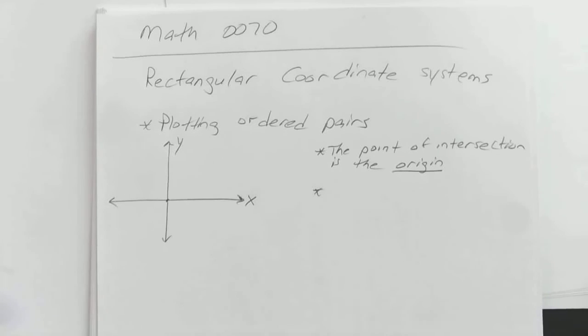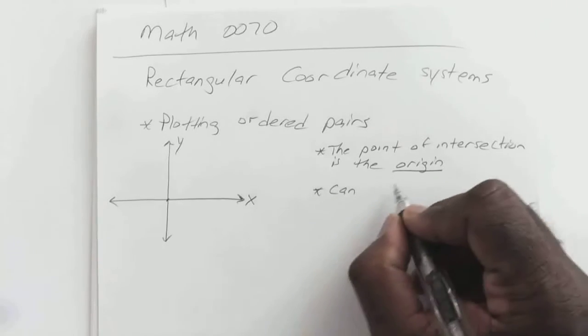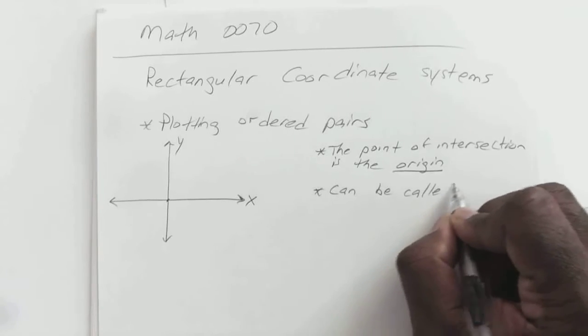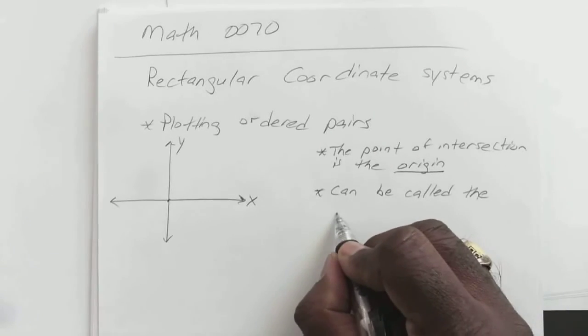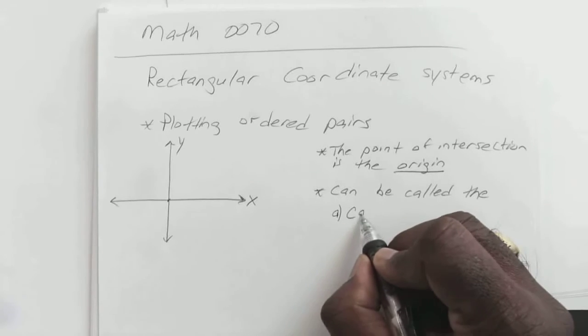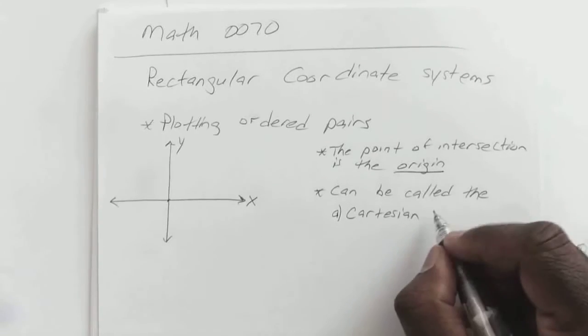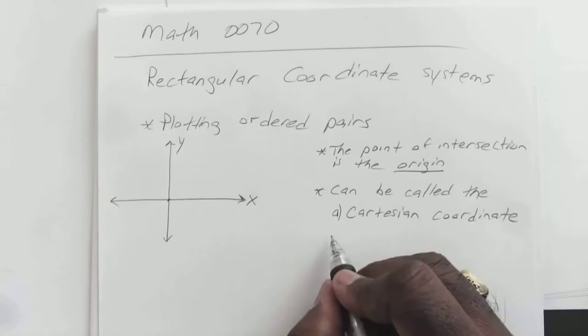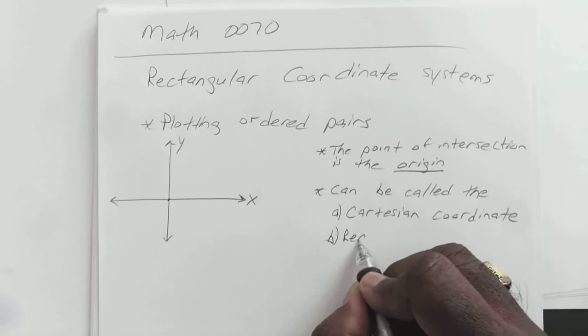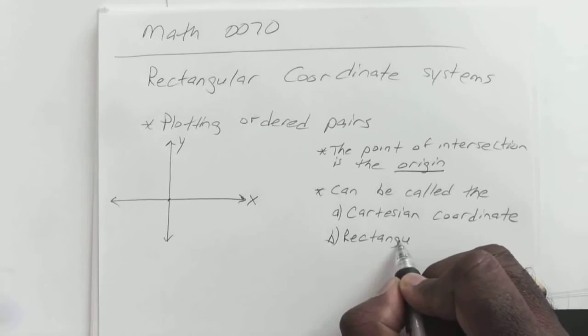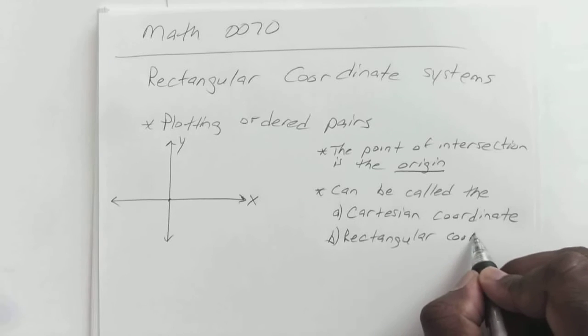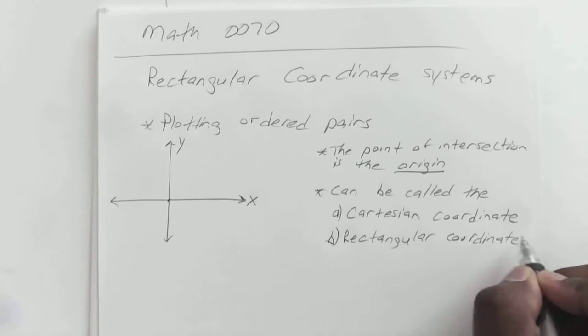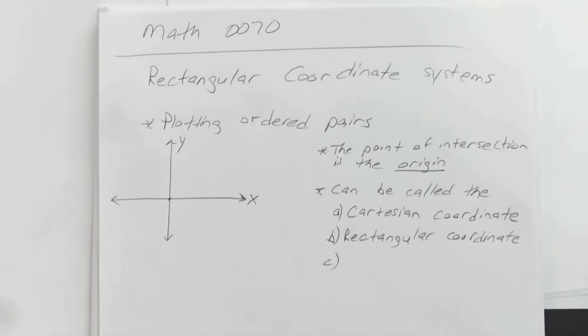Okay. Now this can be called either the rectangular coordinate, the Cartesian coordinate, the xy coordinate. All of them mean the exact same thing. The rectangular coordinate or in some cases just the xy plane.